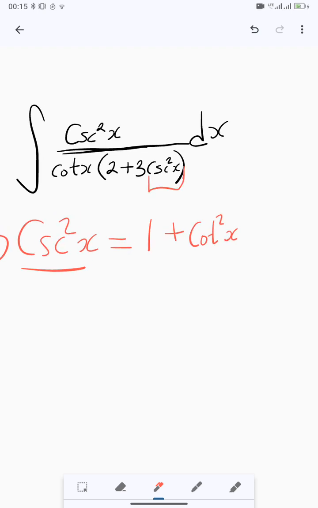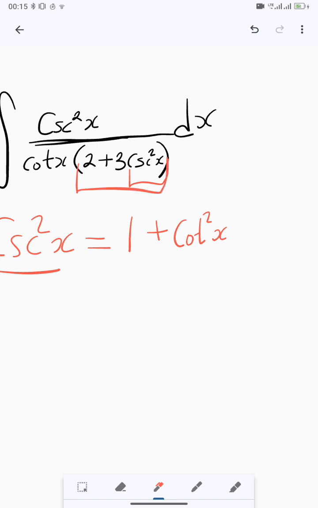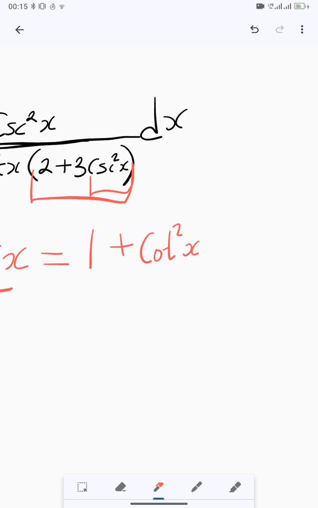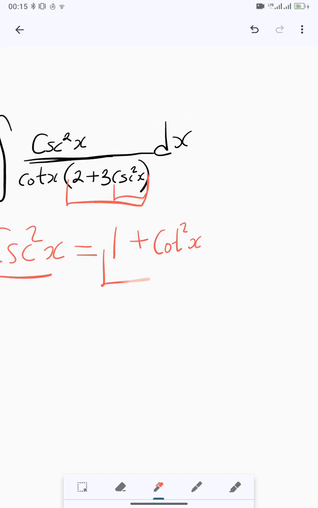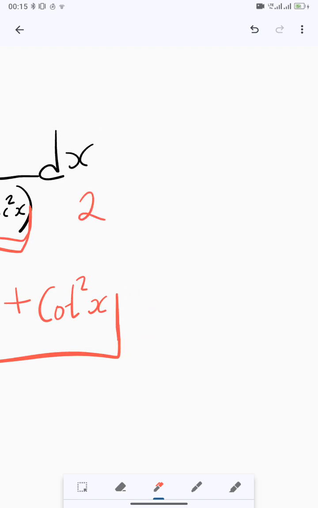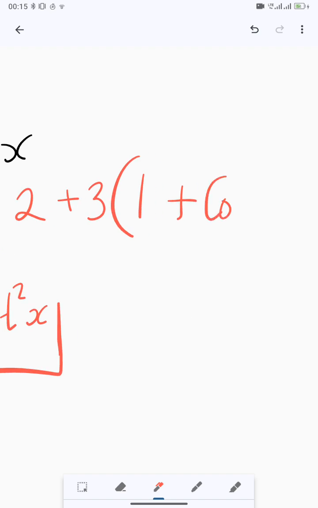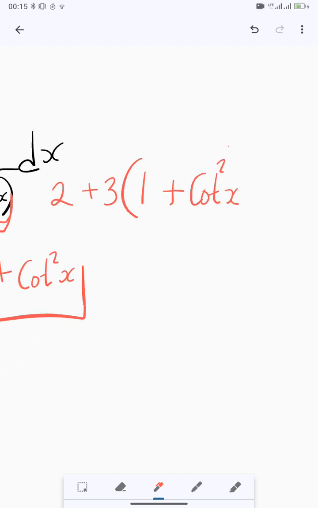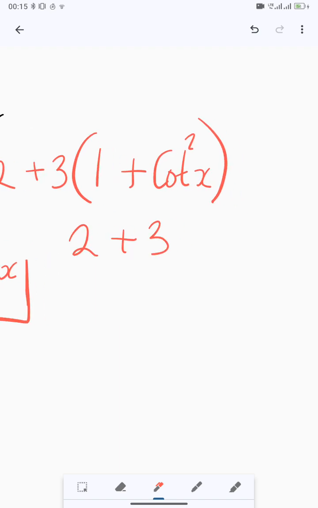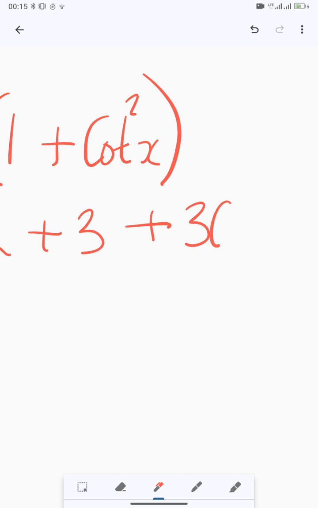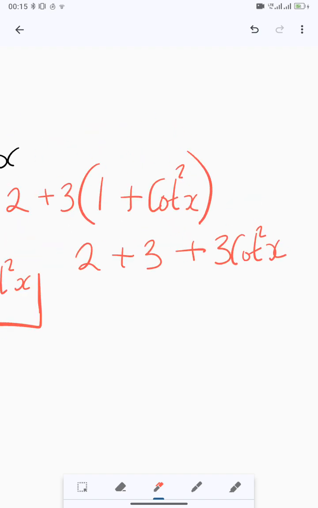So let me rewrite my question so that I simplify it. If I replace cosec squared x with 1 plus cotangent squared x, that means I will have something like 2 plus 3 multiplying 1 plus cotangent squared x. Distributing this 3, I'll be having 2 plus 3, that will make it 5 plus 3 cotangent squared x.